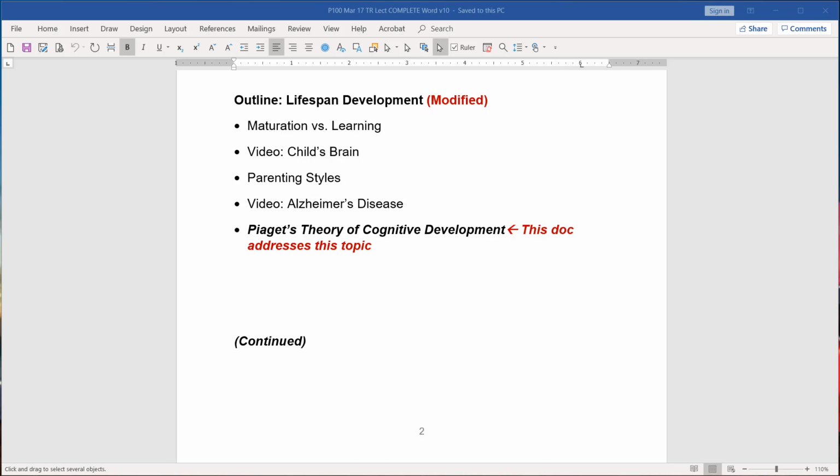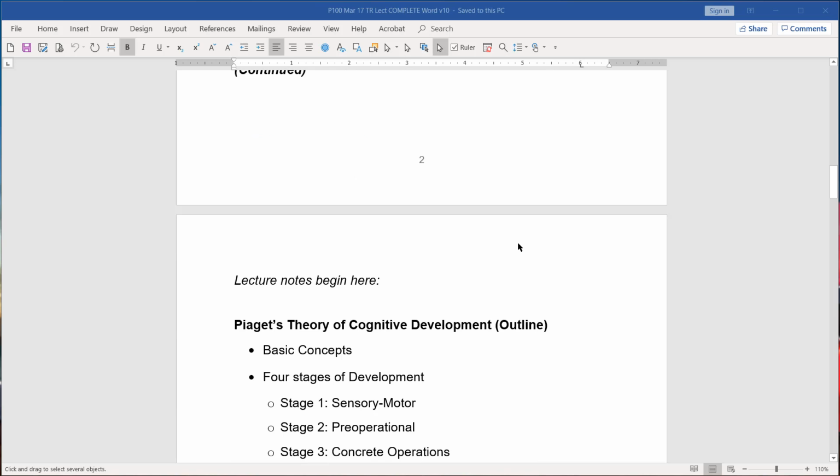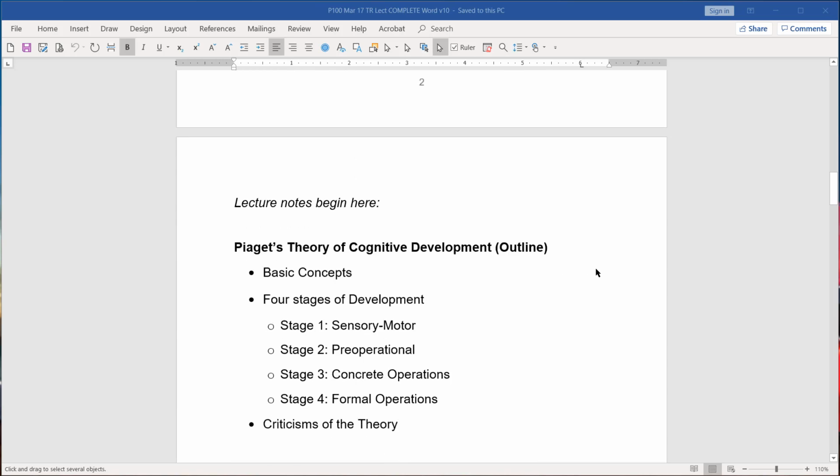With the modified outline, today I'll be lecturing on the final lecture topic that you'll be tested on for test number 3. The final lecture topic is this: Piaget's theory of cognitive development. If you compare this outline to the outline I showed you in the previous video, you can see that I've had to lop off a couple of the topics. Piaget is the last thing that I'm going to lecture on in the current unit. And lecture notes begin here.